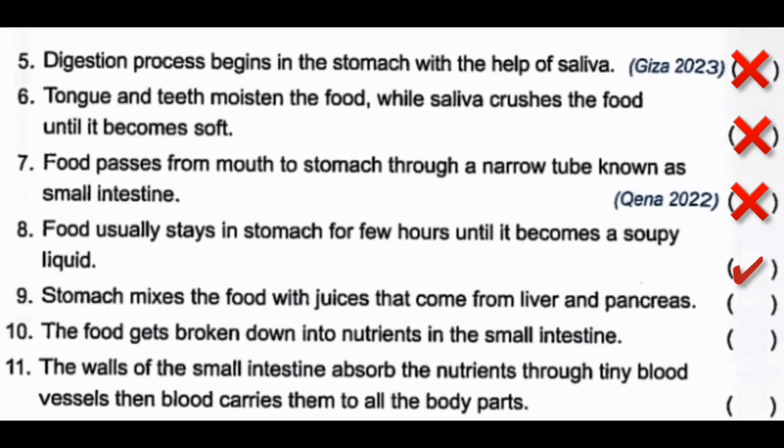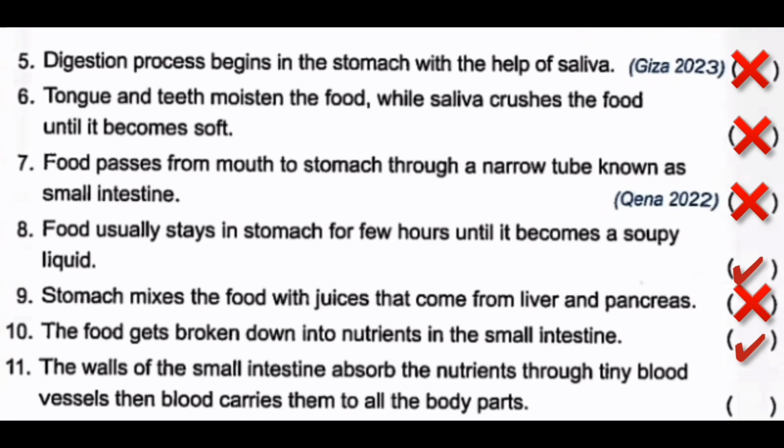Stomach mixes the food with juices that come from liver and pancreas, or the small intestine mixes the food with the juices which come from liver and pancreas. So the answer is false. Number 10. The food gets broken down into nutrients in the small intestine. True.